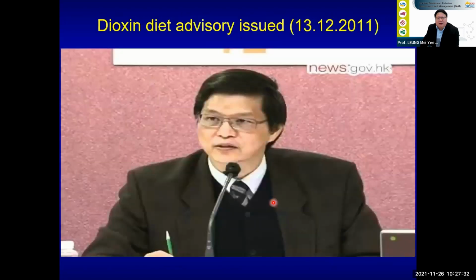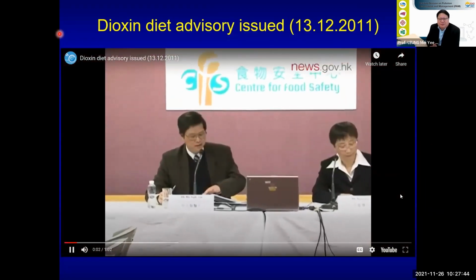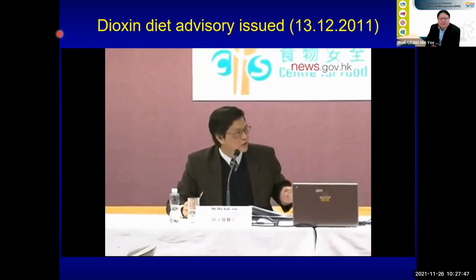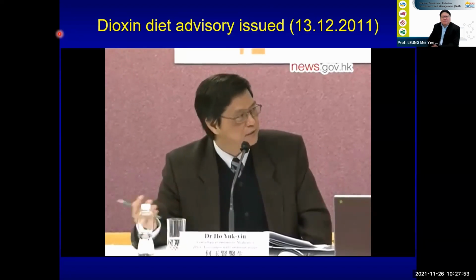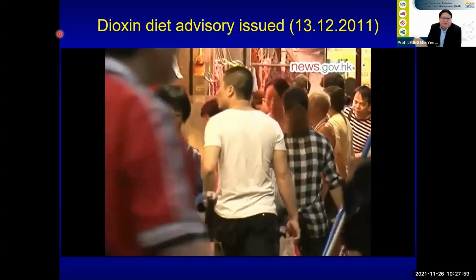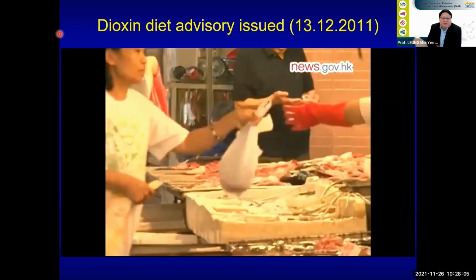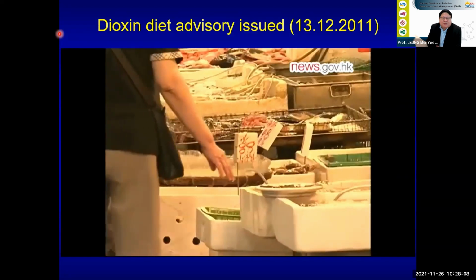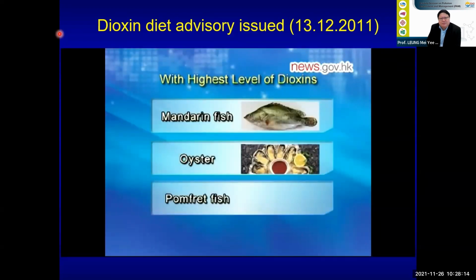So let me give you another example. After many years later, I think the government has been improving a lot. This is a good one, and you can see. The Center for Food Safety released its report on the first Hong Kong total diet study. It found Hong Kong people are unlikely to have major undesirable health effects from dioxins in food, though long-term exposure could cause cancer. The findings showed seafood, eggs, fats and oils, and meat contain dioxins. The 3 food items with the highest levels of dioxins are seafoods: mandarin fish, oysters, and pomfret fish.